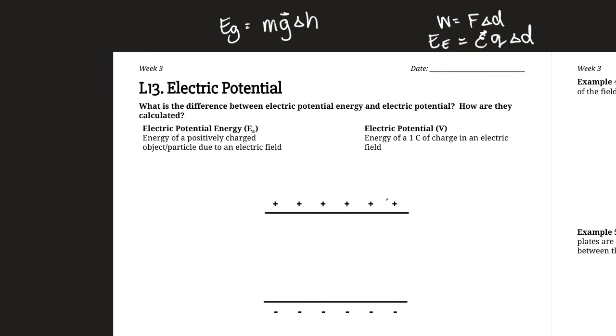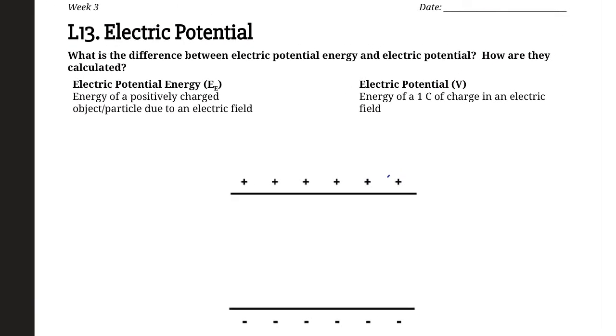So going down here, this is what we summarized above, but let's summarize it a little bit nicer now. So in this case, we have a positive plate and a negative plate. So the field is going to be going in this direction, right?